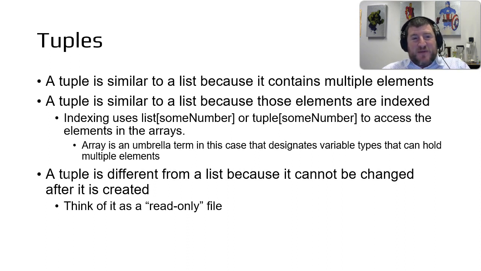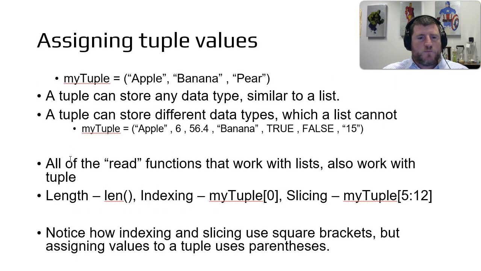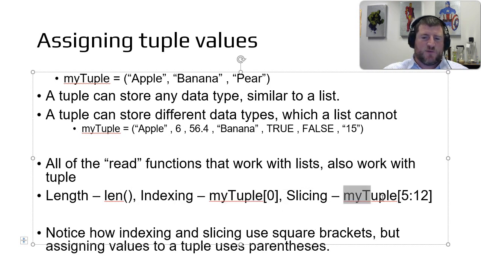But a lot of times when we make stuff like this, we need it to change, right? We're trying to update it to evaluate things along the way. In those cases, you would need to use a list. But all of the read functions work. We talked about length. They would give you the length of the tuple. Indexing will give you the individual value of a tuple. And slicing would give you the series within that tuple.